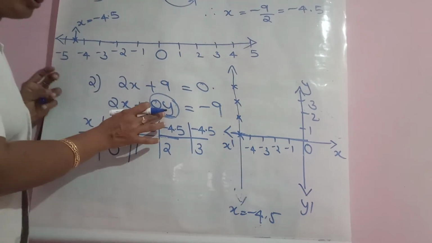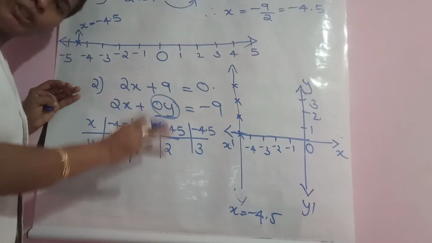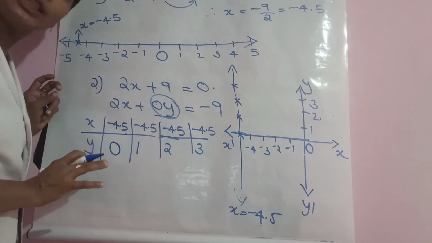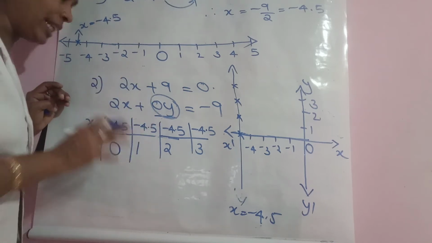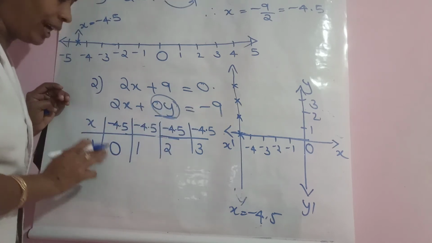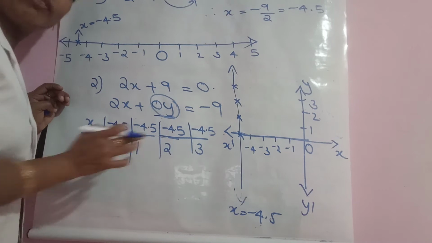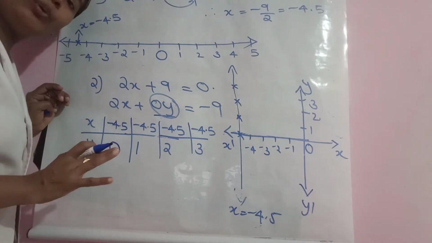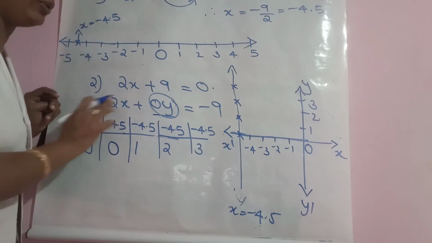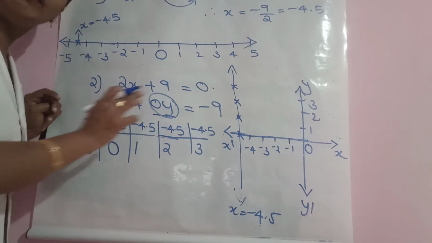If you substitute y as 0, y as 1, y as minus 1, y as 100, then also we have 0. So we only have the equation as 2x equal to minus 9. That means for whatever be our y value, x value is a constant. That is, x value is equal to negative 4.5.